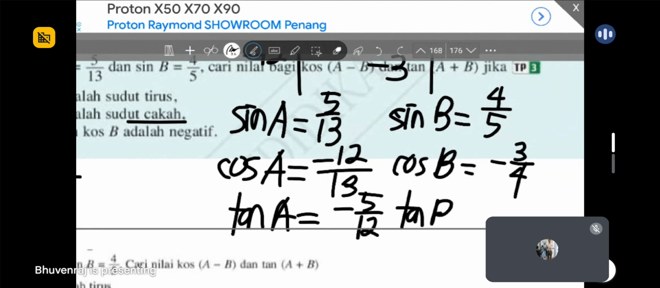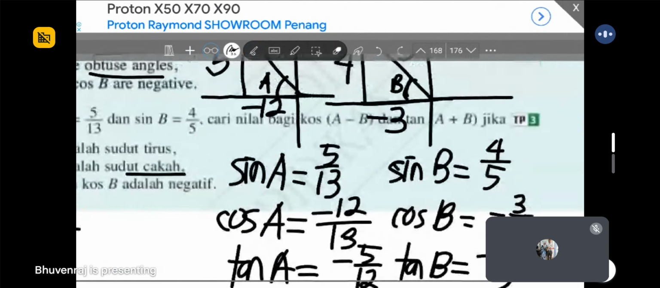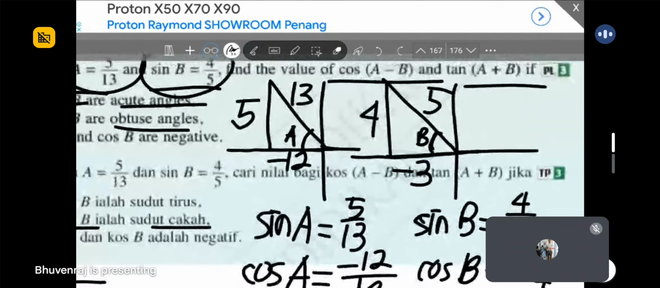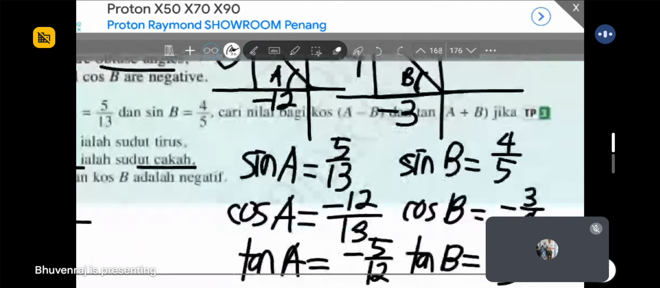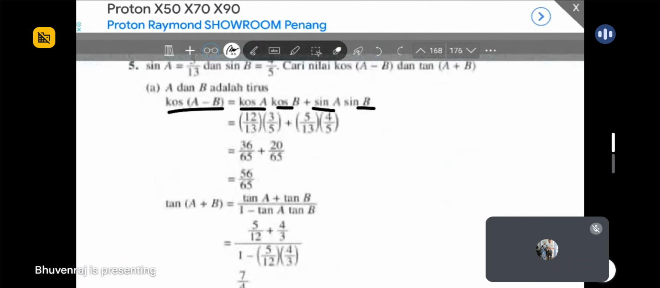Tangent B, positive, negative 4/3. So this is how you can get all these values. Hopefully you understand this part. Then you can use the formula.